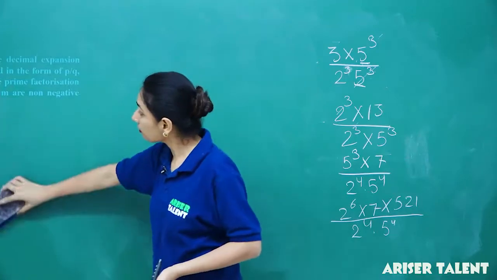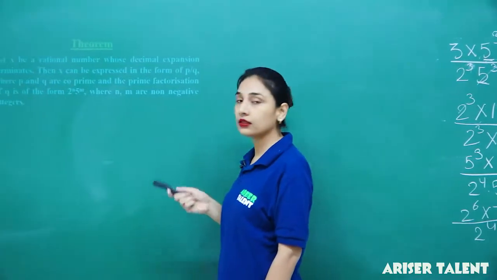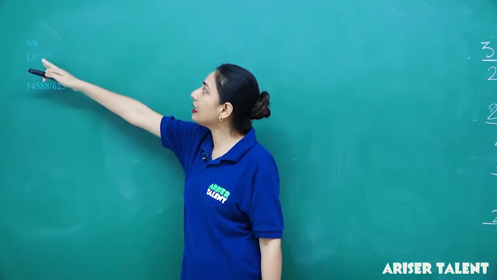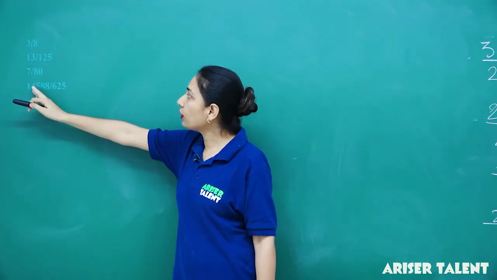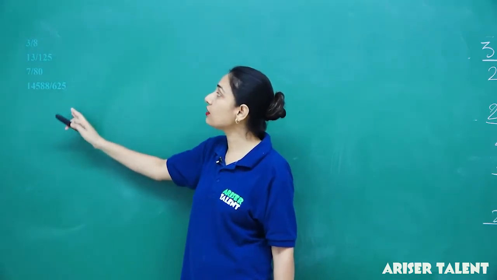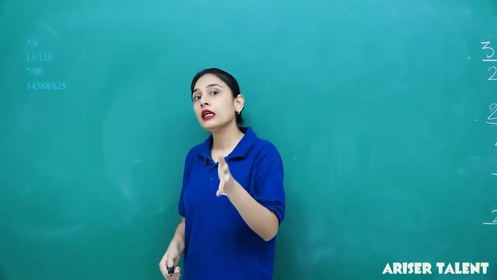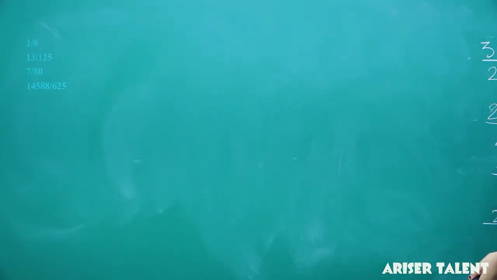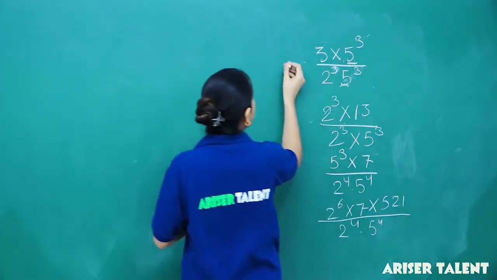Now, what we are going to do next is, have a look. We have these terms, 3 by 8, 13 by 125, 7 by 80 and 14,588 divided by 625. We have these 4 numbers, and in the previous section we were discussing 4 numbers, right? So what's the similarity? Look carefully. How can I rewrite it?